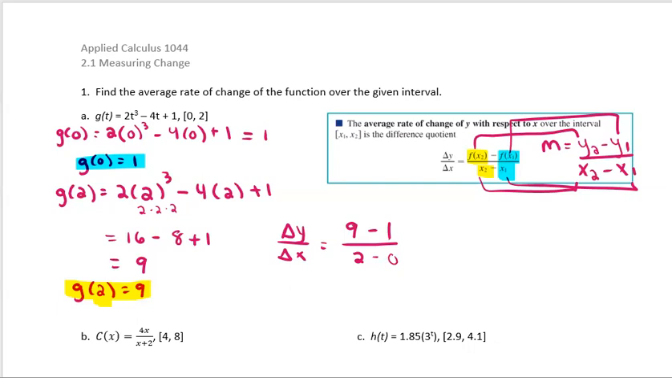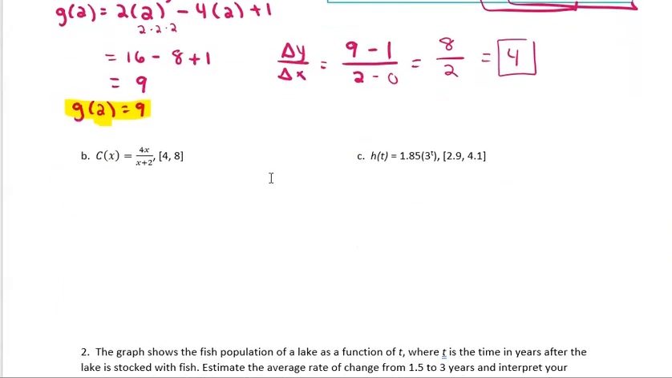So we have everything substituted in, and now we can simplify. 9 minus 1 gives us 8. 2 minus 0 gives us 2, which leaves us with 4. So the average rate of change of our function over the interval from 0 to 2 is 4. Let's try again for part B. This time our interval is from 4 to 8.